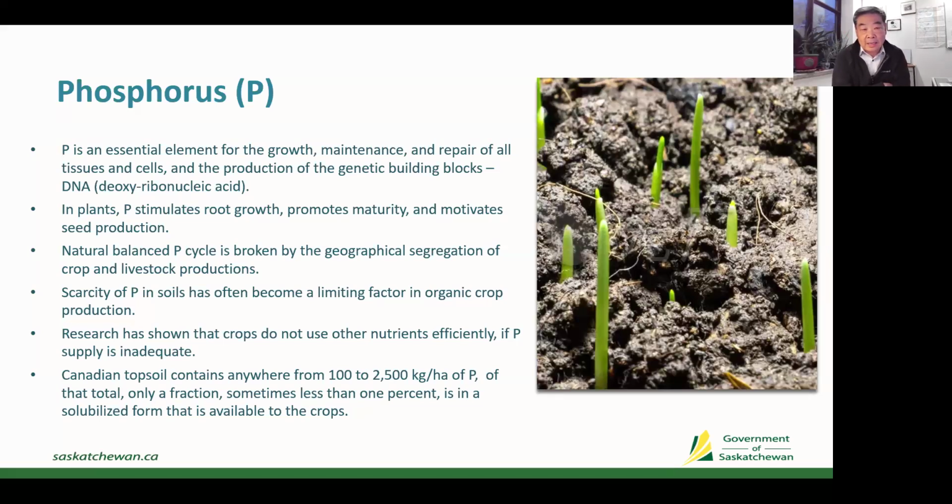Like we all know, phosphorus is an essential element for the growth and maintenance of all tissues and cells, and for the production of the genes, the building blocks of DNA for all life in plants. It also promotes root growth.